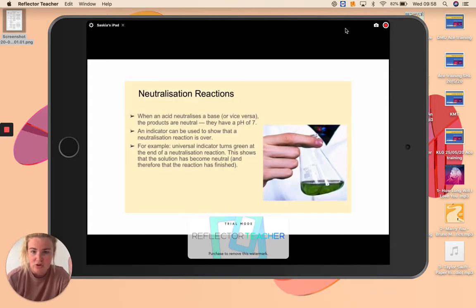And then this is just talking about how we could do the experiment. So if I had something that was acidic and something that was basic or alkali, the indicator should change colour over time. So if I had 2 jars, I'd have one that was red, one that was blue because I had the indicators in them. If I added them together and they neutralise each other, it should turn green. That shows that a solution has become neutral. So it's one way of testing that you've got a neutral reaction and a neutralisation reaction has taken place.